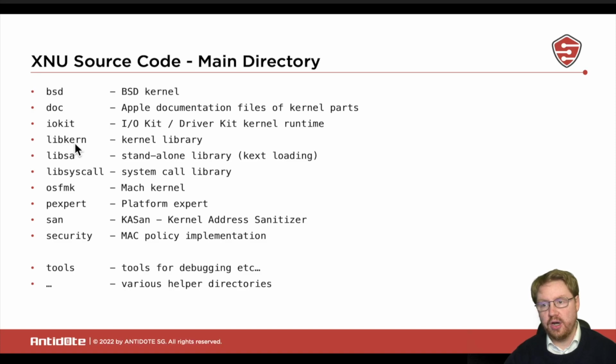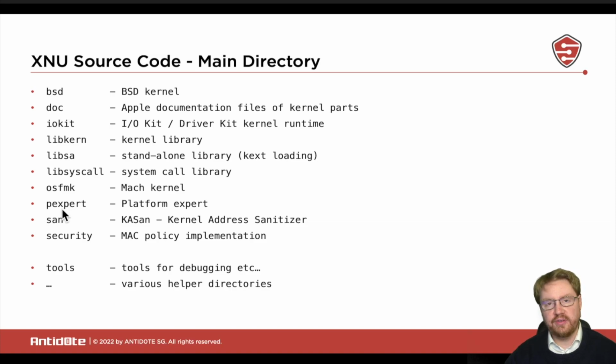So libkern is a library of functions that are used in various kernel parts. libsa and libsyscall, let's just ignore that. That has something to do with kernel extensions and system calls and so on. It's not so important for us right now. The security subdirectory is where the so-called MACF, the Mandatory Access Control Framework, is implemented. This is something we will likely discuss on another day. san is the kernel address sanitizer.